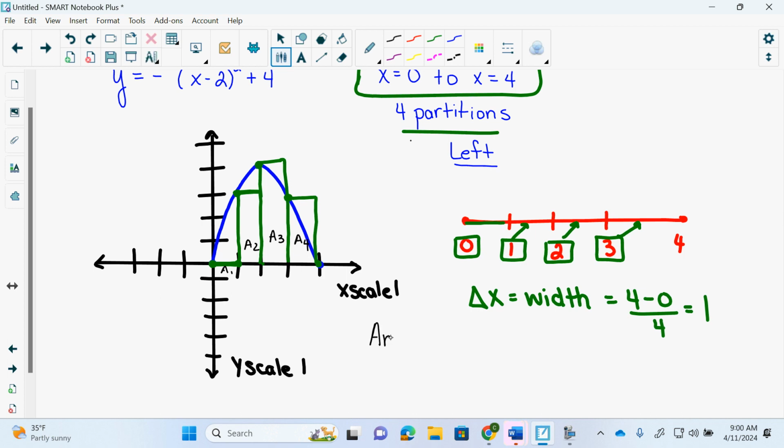So the area equals, what's the first rectangle's area? It's 0 is its height, and what's its width? 1. So we just keep that. Plus, what's area 2? 3. So it has a height of 3, and what's its width? 1. Plus, what's the height of area 3? 4, and what's its width? 1. Plus, what about the 4th one? What's its height? 3, and what's its width? 1. And so that cancels. So we're going to get 3 plus 4 plus 3, which is 10 square units.